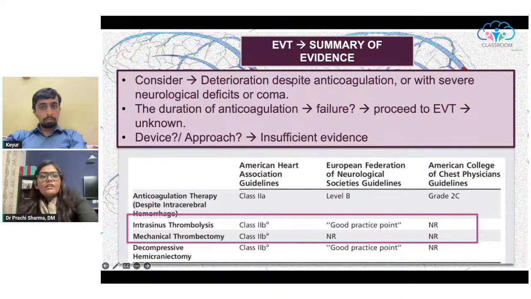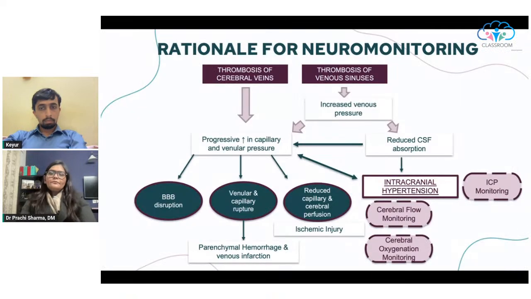So if you look at the summary of evidence, currently the only indication of endovascular therapy is when there is a deterioration despite anticoagulation, with severe neurological deficits and coma. However, how long you continue anticoagulation before you label it as a failure and proceed to EVT is not known. Which device to use, which approach to use, also is not known. The guidelines, though they came before the publication of the TO-ACT trial results, also recommend that EVT should be used only when the patient is refractory to maximal medical management.